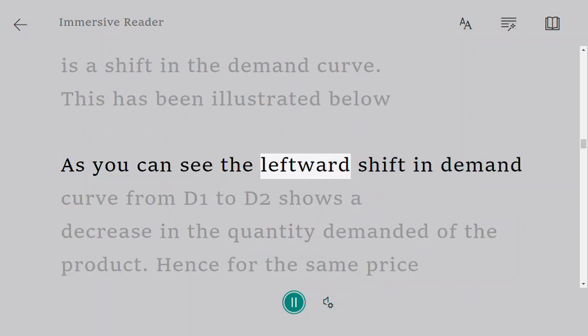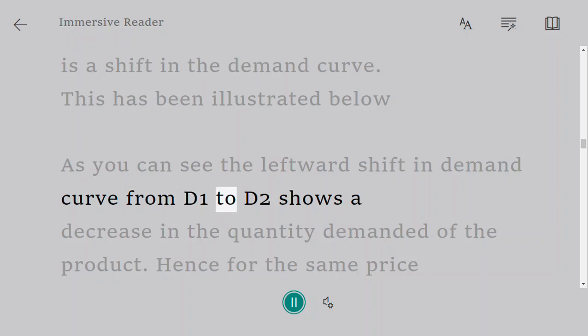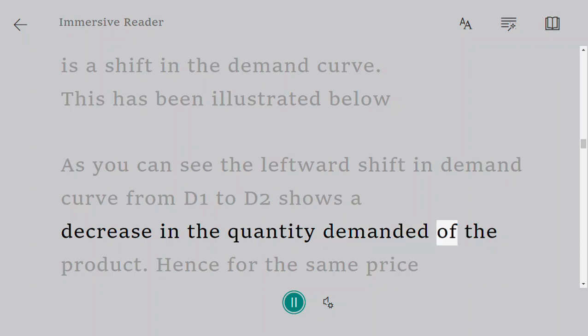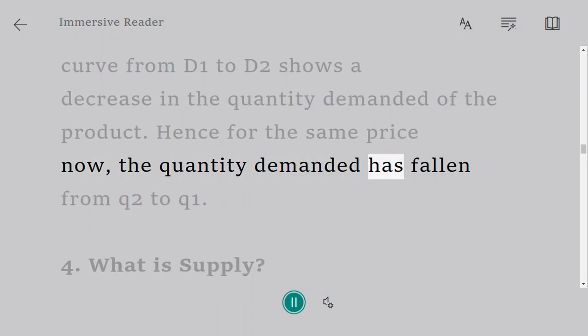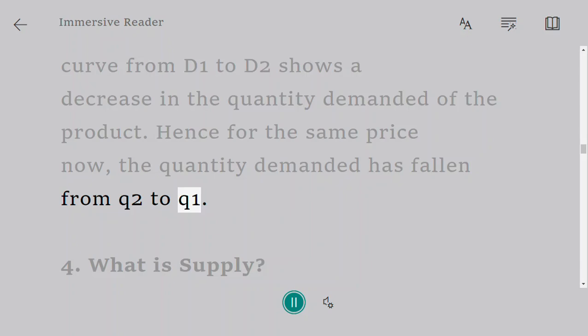This has been illustrated below. As you can see, the leftward shift in demand curve from D1 to D2 shows a decrease in the quantity demanded of the product. Hence, for the same price, the quantity demanded has now fallen from Q2 to Q1.